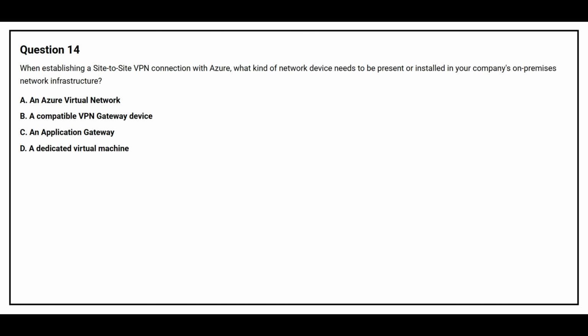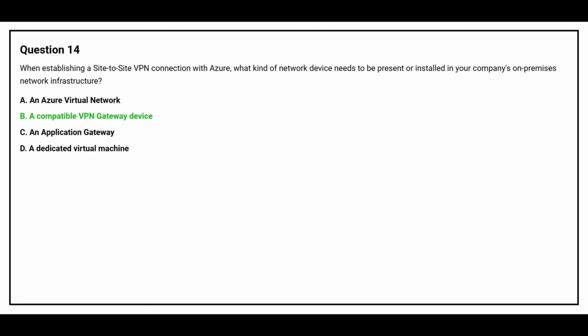Question number 14. When establishing a site-to-site VPN connection with Azure, what kind of network device needs to be present or installed in your company's on-premises network infrastructure? Option A, an Azure Virtual Network. Option B, a compatible VPN gateway device. Option C, an application gateway. Option D, a dedicated virtual machine.